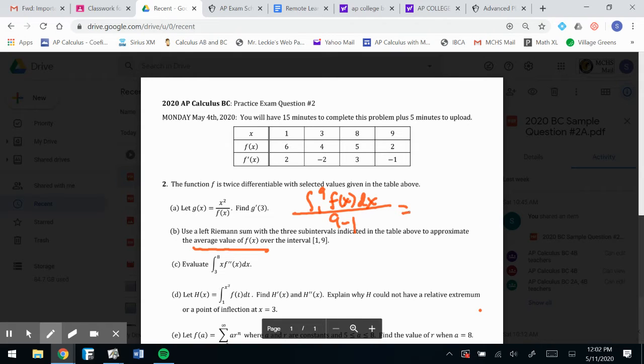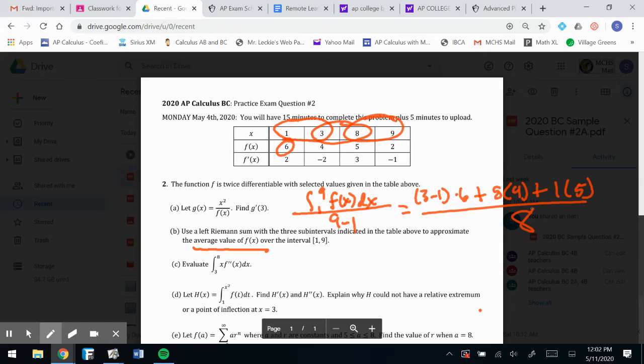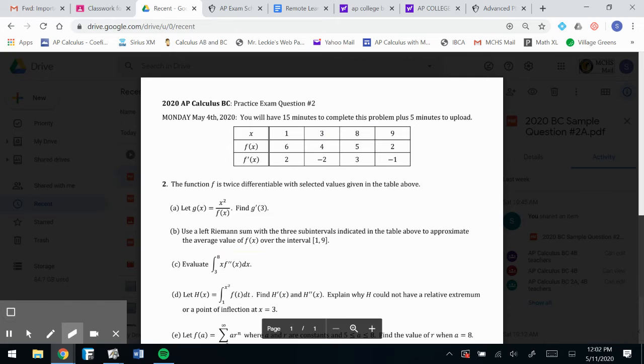Now, this is a left Riemann sum. So you have your first group, which would be 3 minus 1 times the left value, which would be 6, plus 8 minus 3, which is 5, times 4, which is the left value. And then you have 9 minus 8, which is 1, times the left value, which would be 5, all over 8. If you do all that correctly, you get 37 over 8. So my best guess is most students have been getting B wrong. Average value of f is the integral of f.